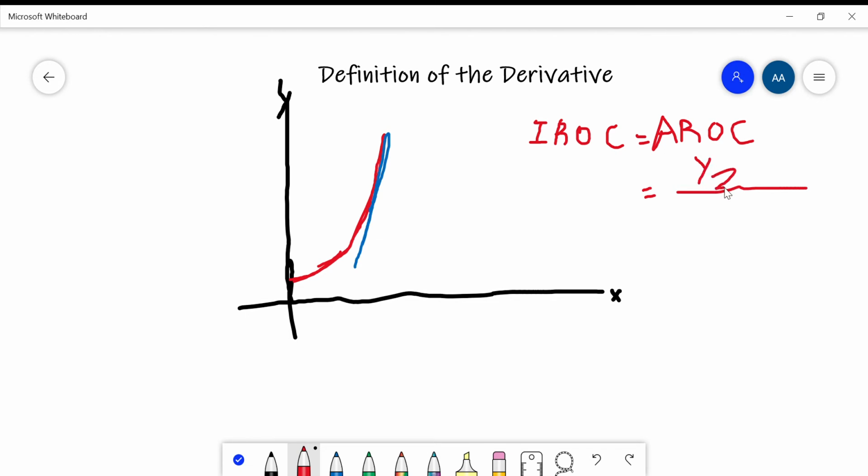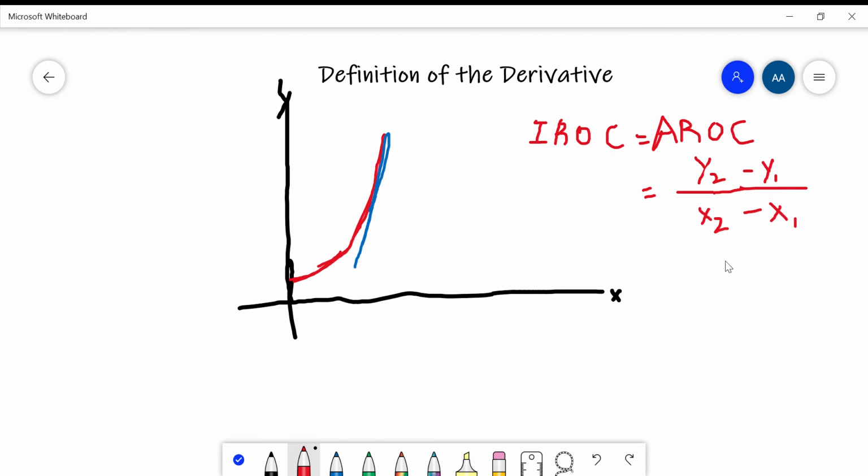So, oh goodness, my mouse went crazy. The slope is y2 minus y1 over x2 minus x1. So that's our slope. Solving this will get us the slope.